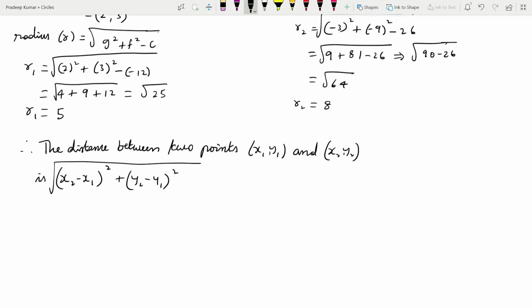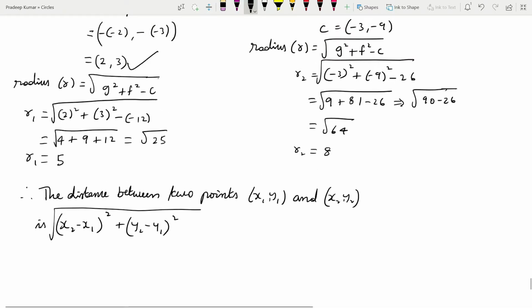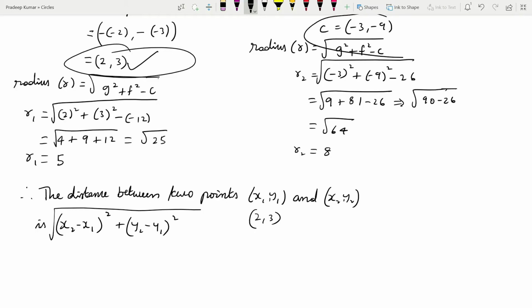Alright, and the two centers we just got. This is the first center we got. So I can write over here (2, 3) is the first center, that is x1, y1, and this is the second center which we got, (minus 3, minus 9). Both of them I'm writing here. So this is x1 and this is y1 and this is x2 and this is y2.